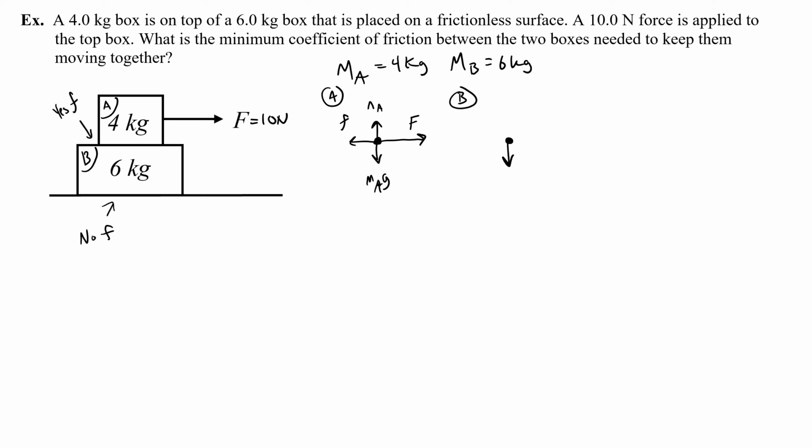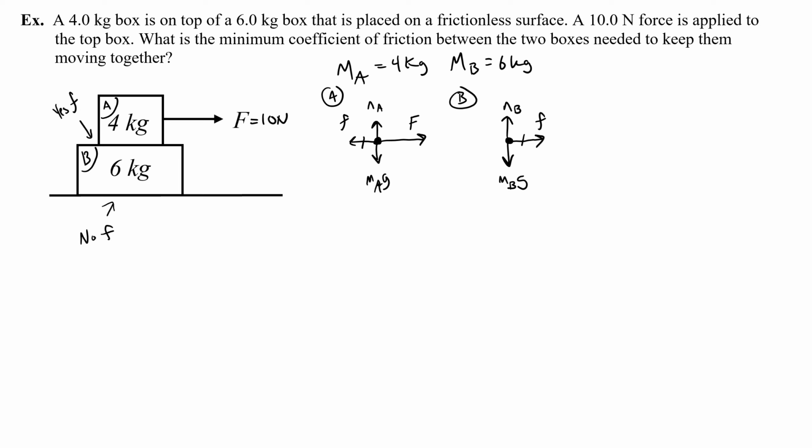B has a weight force down, MBg, normal force up, which we can call NB. And so now we think about what is actually causing the 6 kilogram box to accelerate to the right, or to move together with that top box. Well, it's the opposite of this force of friction. This is a third law action-reaction pair. So basically, the 4 kilogram block is dragging the 6 kilogram block forward, and the force that is doing that is a force of friction. Yeah, it's pretty straightforward.